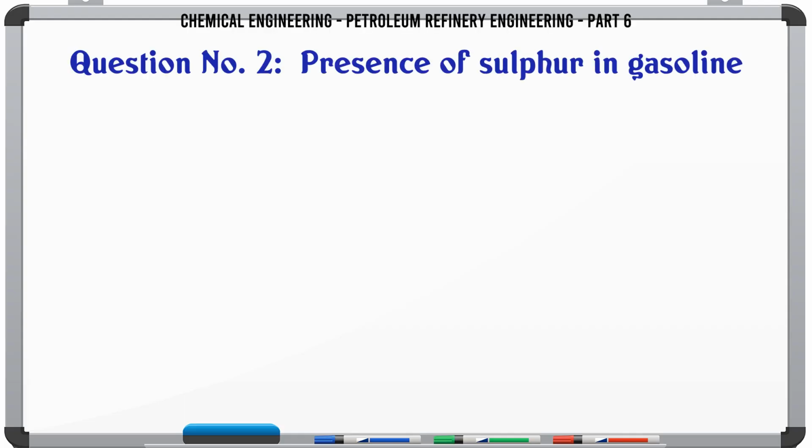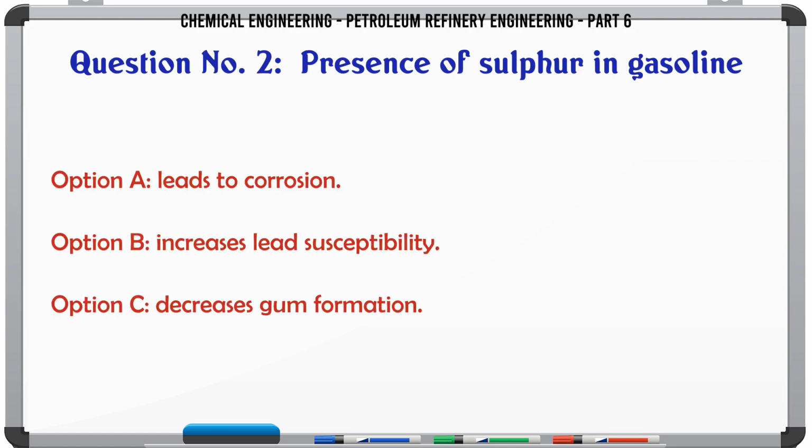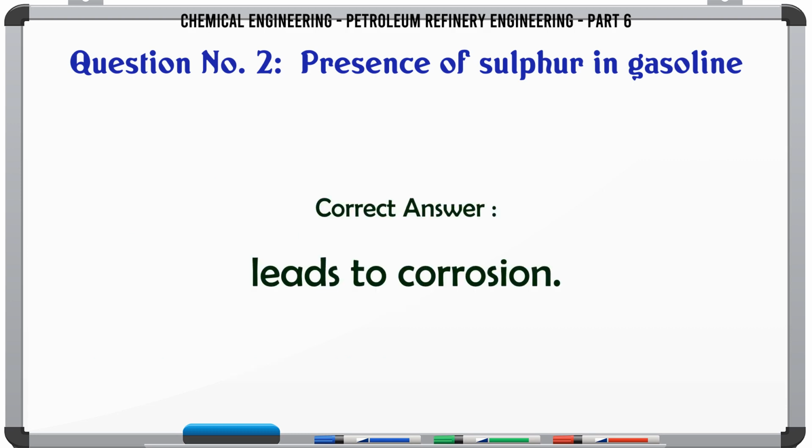Presence of sulphur in gasoline. A. Leads to corrosion. B. Increases lead susceptibility. C. Decreases gum formation. D. Helps during stabilization. The correct answer is leads to corrosion.